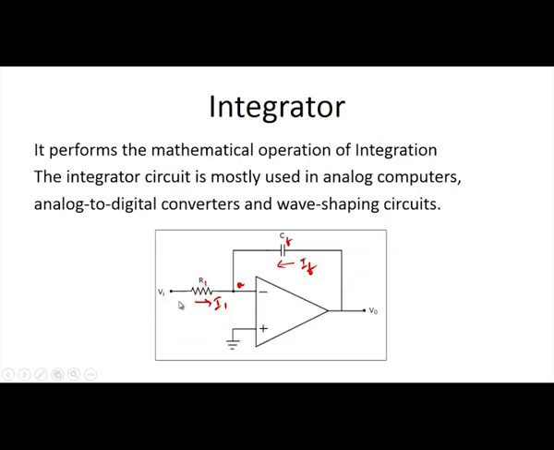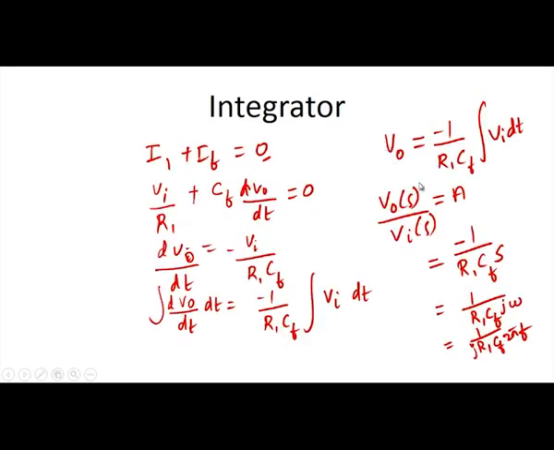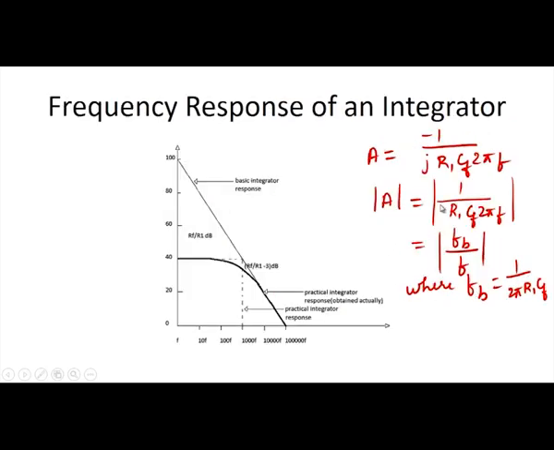The ideal integrator has only the input resistance and the capacitor at the feedback. From this circuit we have derived the output equation, which is the integral of the input voltage with respect to time. And if you take the S domain for this equation, you get the gain of the integrator as FB by F, where FB is 1 by 2 pi R1 CF. Here F is the frequency of the input signal, and we correlate these two frequencies FB and F.